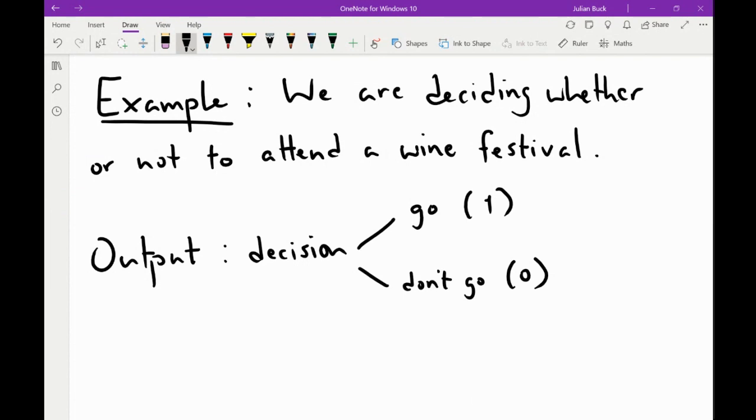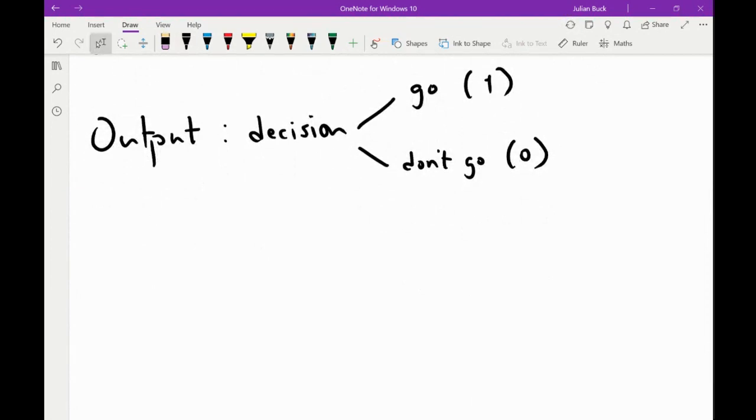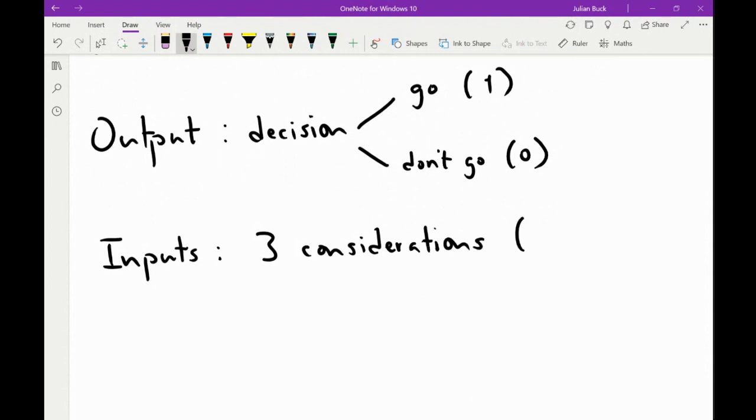Okay. So in some sense, we're doing a binary classification problem, but we're using 1s and 0s as our classification. And then the inputs were also binary, and there were 3 of them. So there are 3 considerations. Those are essentially going to be our features here. And the considerations are binary as well. They're yes or no questions.